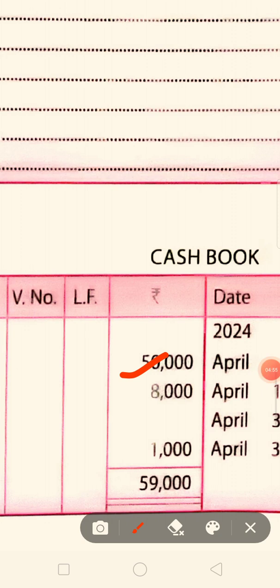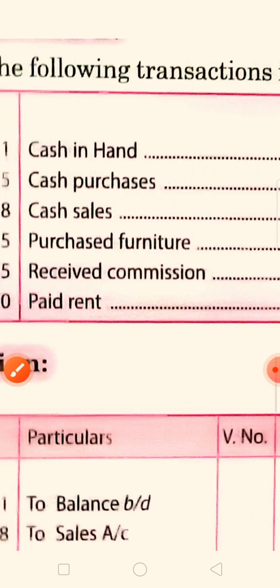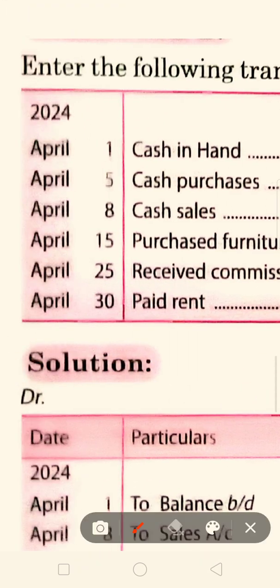So the balance of cash, cash is an asset, so it is debit. That's the reason we are writing the balance on the debit side. Now we will come to another transaction, my dear student. Another transaction is on April 5.